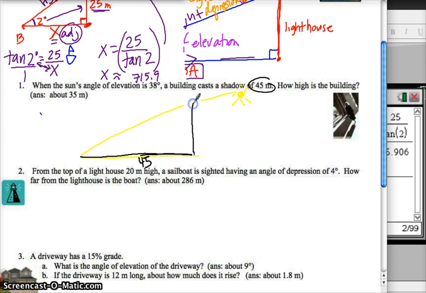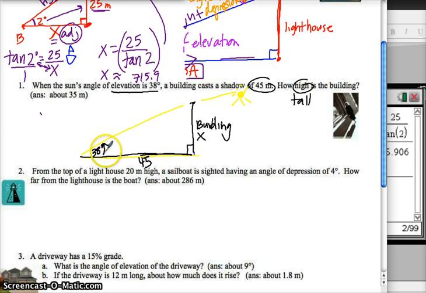Sorry about that. This is the height of the building, right? So this is the building. How high is the building? So how tall is the building? Okay, well I have this length of 45, and then I have an angle of elevation of 38 degrees. So the sun's angle of elevation, that means from the ground, if you were looking up, how does the sun meet the ground? That's this angle right here. From the ground up, so that's 38 degrees.